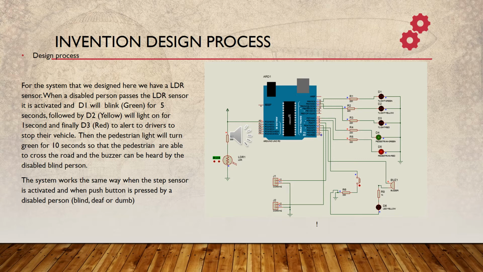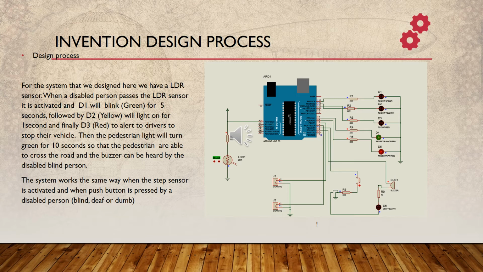Situation 1, when a disabled person, especially a blind person or any other person with disabilities, passes along the LDR sensor, the infrared will be activated. And this is how the traffic light will work. D1 will blink green for 5 seconds, then D2 will be yellow for 1 second, followed by D3 red to alert the drivers to stop their vehicle.